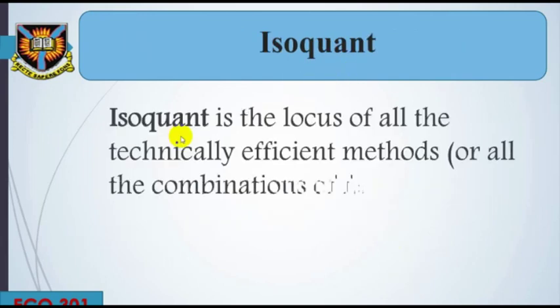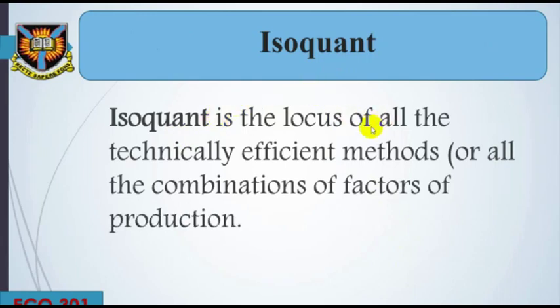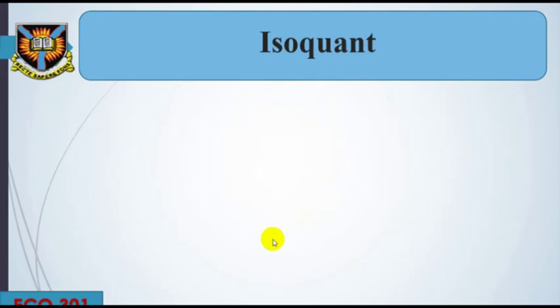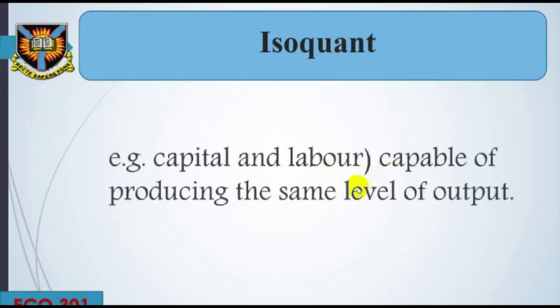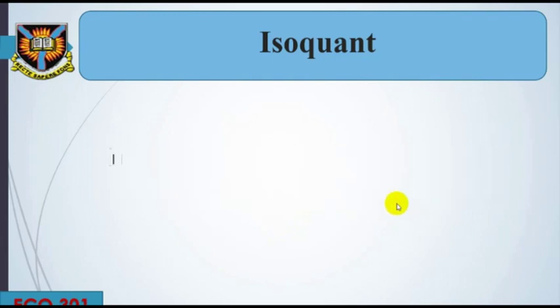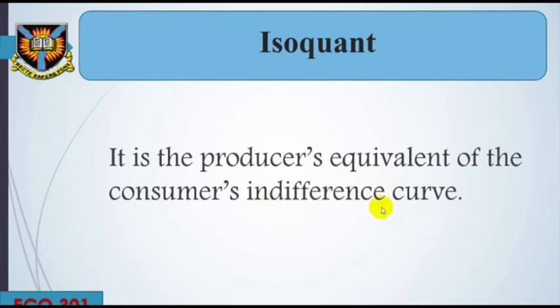Isoquant. Isoquant is the locus of all the technically efficient methods or all the combinations of factors of production, e.g., capital and labor, capable of producing the same level of output. It is the producer's equivalent of the consumer's indifference curve.